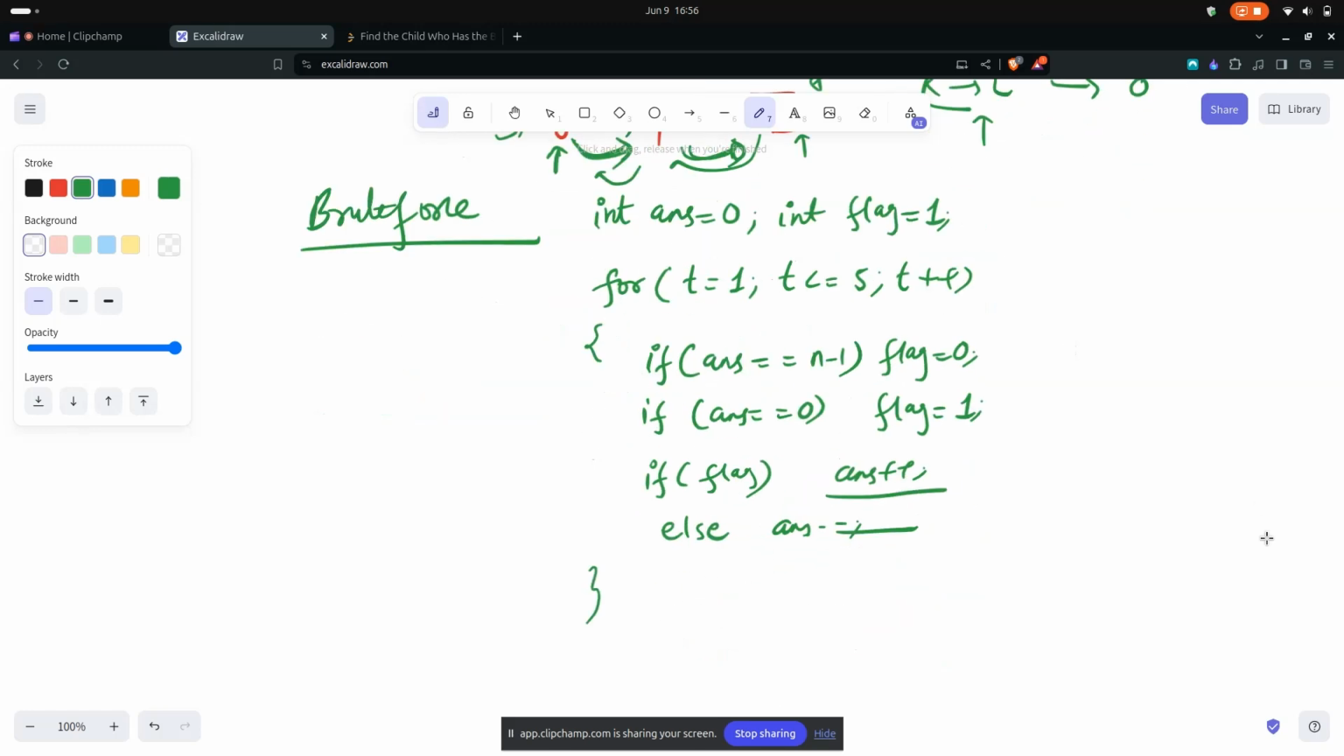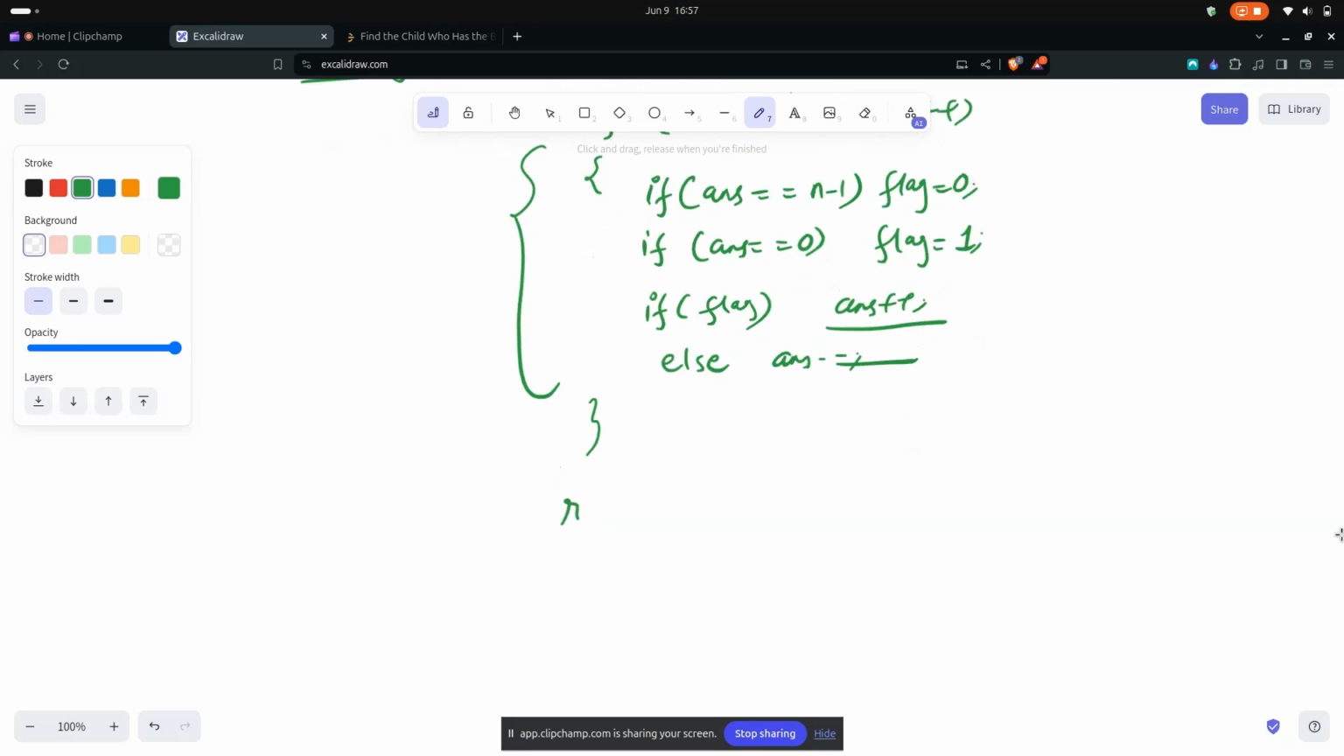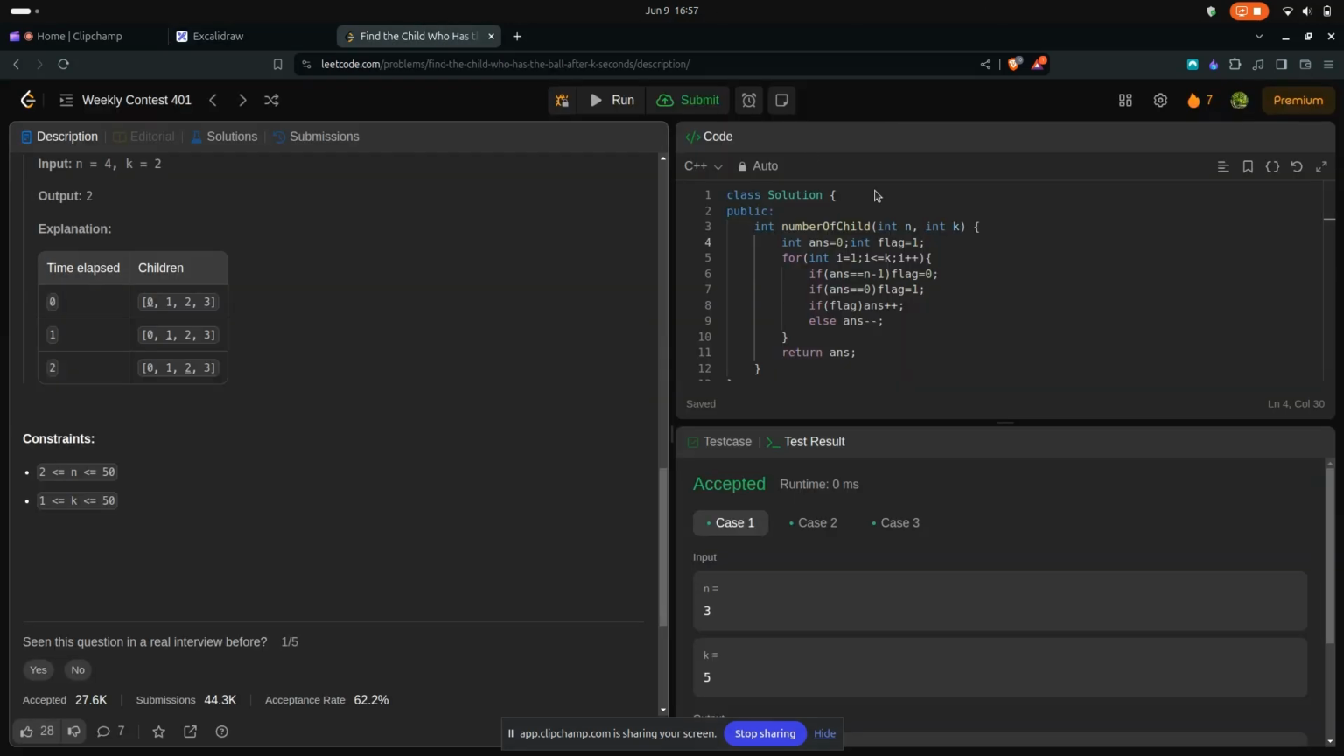We'll run this loop k times because each passing takes 1 second and k is the number of seconds. And when this is done, we can just return the answer. If you submit this solution, it will work. And here's my solution. It's the same logic that I have explained. If you submit this code, it will pass because the constraints are very small.